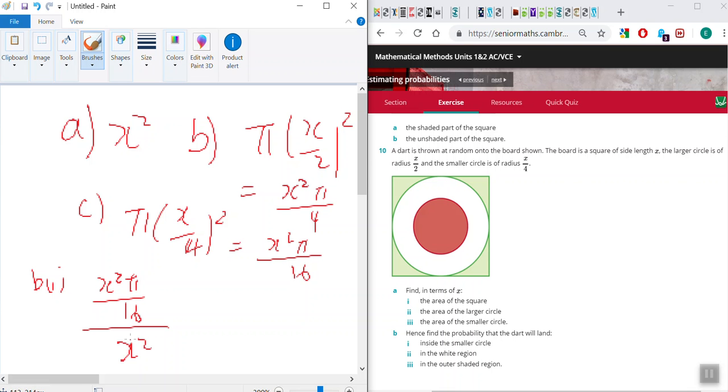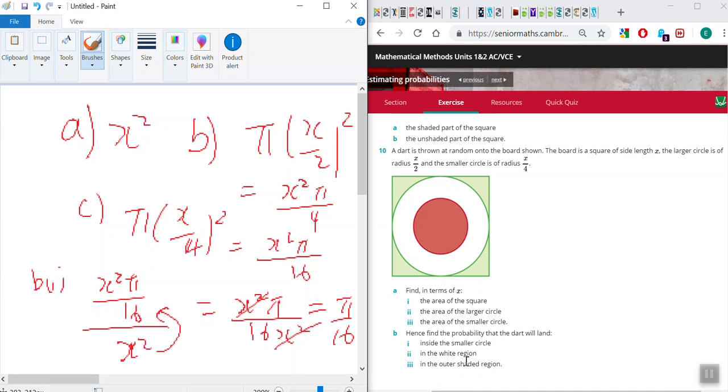Okay. Now, if you're dividing a fraction by a number, you can simply move this to the denominator of the fraction. Okay, so this will be equal to x squared pi over 16x squared, and guess what? We have x squared, so we can cancel that out. So that equals pi over 16 as the probability. Now you can work that out on your calculator. I'm not sure if the book does the answer like that, but obviously you can work it out like this.